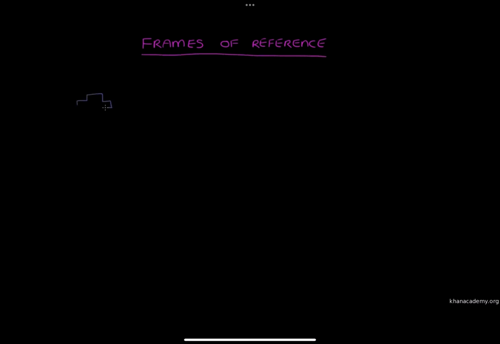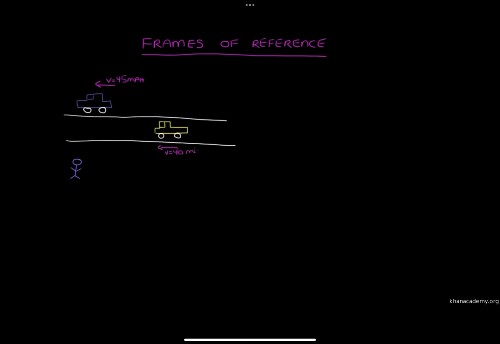Let's say this blue box thing is a car, and it's going 45 miles per hour. Someone standing on the side of the road would see it pass at 45 miles per hour. Now, if this yellow truck is going 40 miles per hour, someone sitting in the yellow truck would observe the blue car traveling at 5 miles per hour. How could the person on the side of the road see the blue car traveling at 45 miles per hour and a person in the yellow truck see the blue car moving at 5 miles per hour?